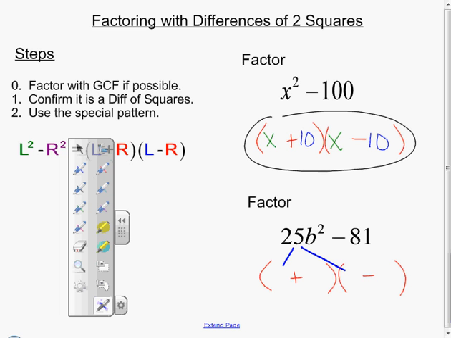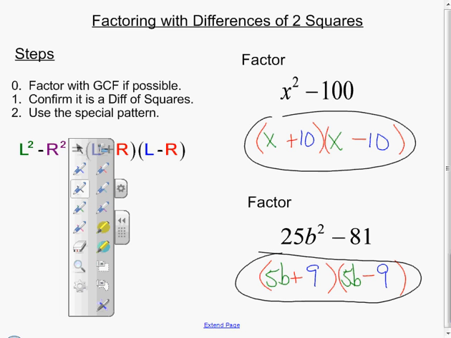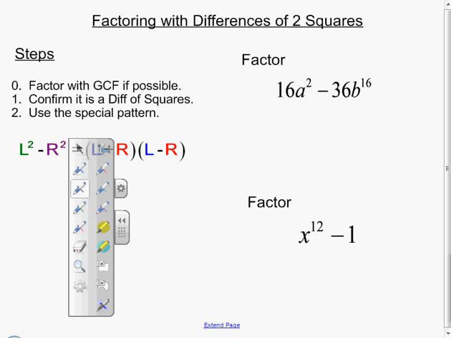And then I'm going to factor 25b squared into its square roots, and I'll get 5b and 5b. And then I'm going to factor 81 into its square roots, and I'm going to get 9 and 9. If I FOILed that out, you could pause the video and do that if you'd like, you'd see that I would get 25b squared minus 81. Okay, moving on to these next two examples.